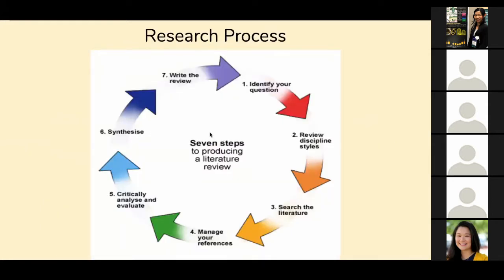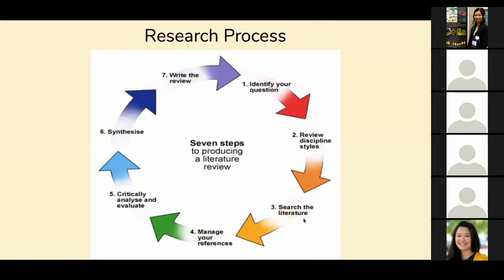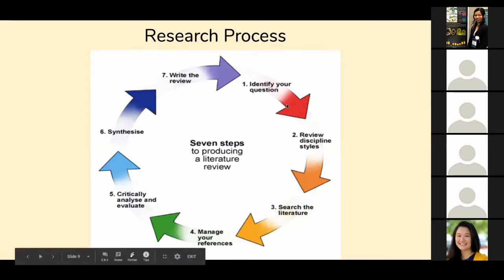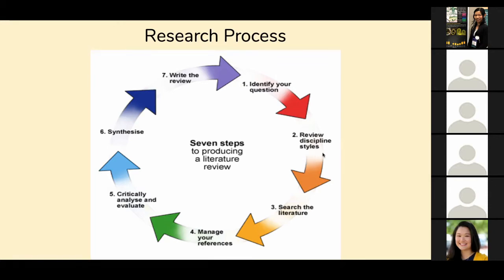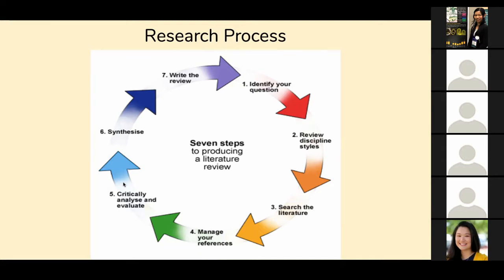So here's an image of the research process. Notice, unfortunately, it doesn't go in a straight line, right? Maybe some of you who have already started working on your lit review are feeling caught in a cyclone of arrows. So they talk about here identifying your research question, reviewing discipline styles, and we're going to think about that today, how there's a lot of differences in literature reviews depending on your discipline. Searching the literature, managing your references, critically analyzing and evaluating the research, and synthesizing it and writing the review.